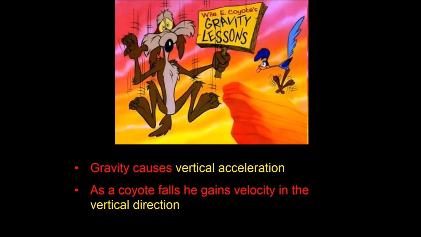So gravity is causing a vertical acceleration, and he's gaining velocity in the vertical direction as he falls, and Vx stays constant. Now I've said that a few times, and it might seem like I'm labouring on this point, but please remember this when doing your calculations. The vertical motion of any projectile is due to being in free fall with a constant downward acceleration of negative 9.8 meters per second per second.